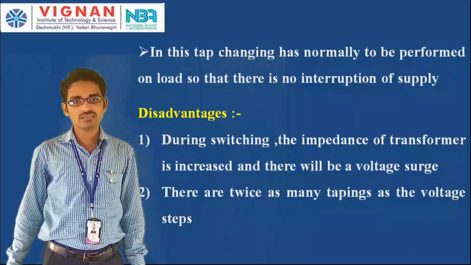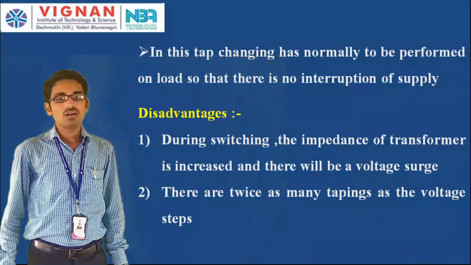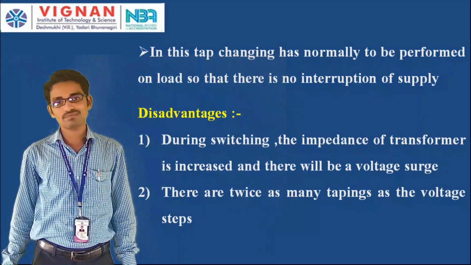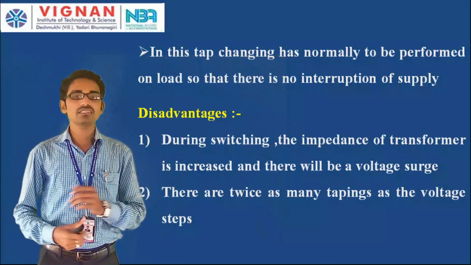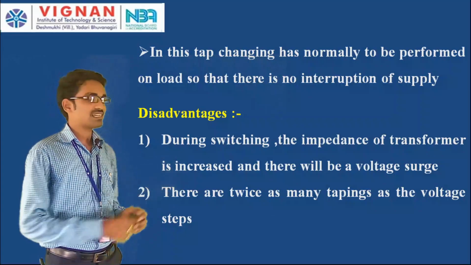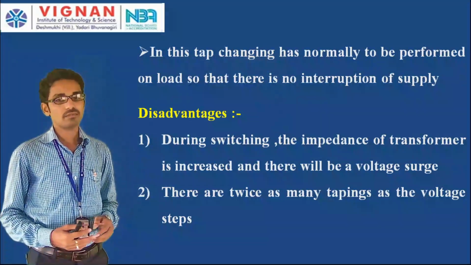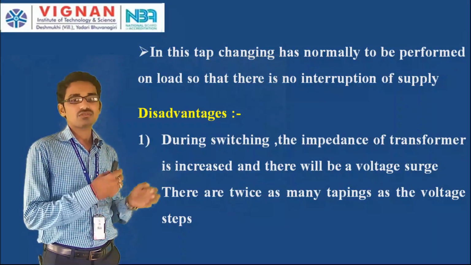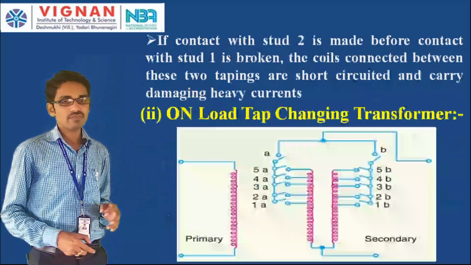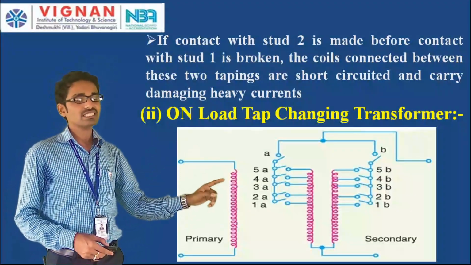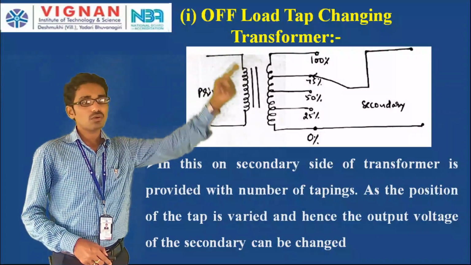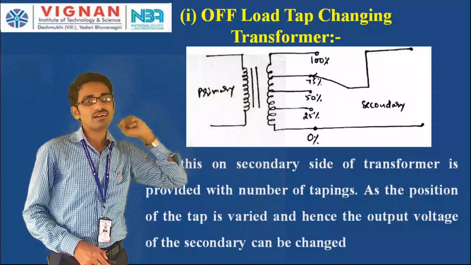There is a disadvantage in this on-load tap changing transformer also. During the switching operation, the impedance of the transformer increases, and there will be a voltage surge. Also, there are twice as many tappings as voltage steps. That means two windings are required on the secondary side, whereas in off-load tap changing transformers you only require one winding in the secondary.